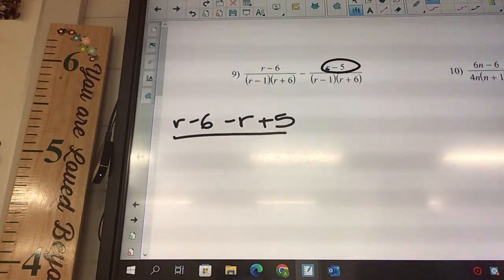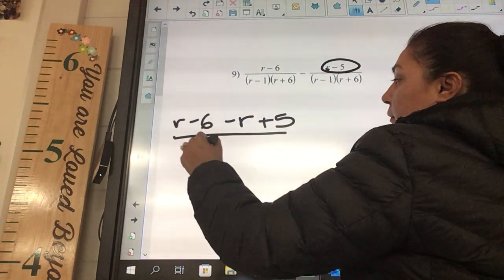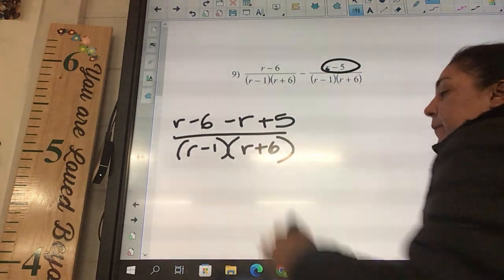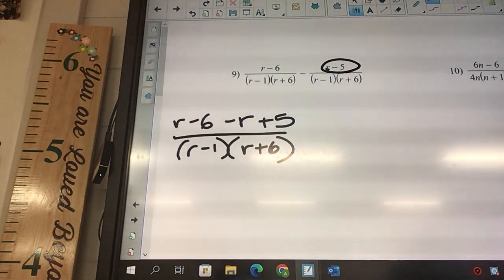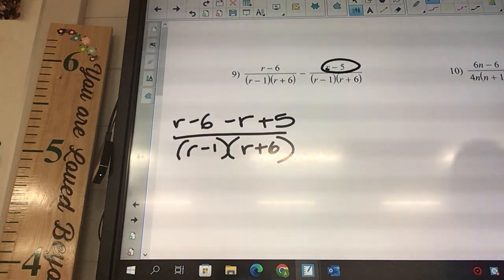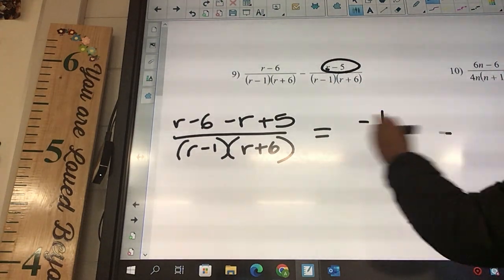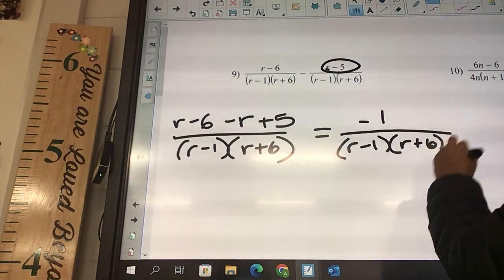On the bottom, what is my denominator? R minus 1, r plus 6. Good. Now, looking at the top, what can we combine? The r, so what is r minus r? 0, so they cancel. Negative 6 plus 5. Negative 1. And we got r minus 1, r plus 6.